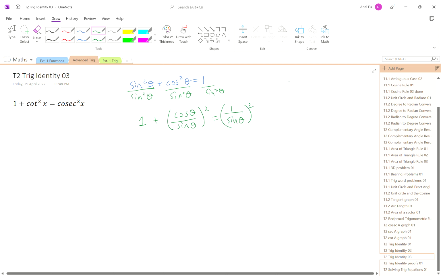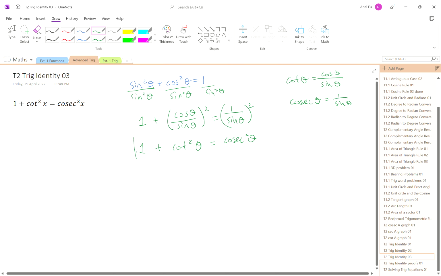Now I know that cotangent theta equals cosine theta over sine theta, and I know that cosec of theta equals 1 on sine theta. Then I can rewrite this identity as 1 plus cotangent squared theta equals cosecant squared theta, which is the stuff on the left hand side over here.